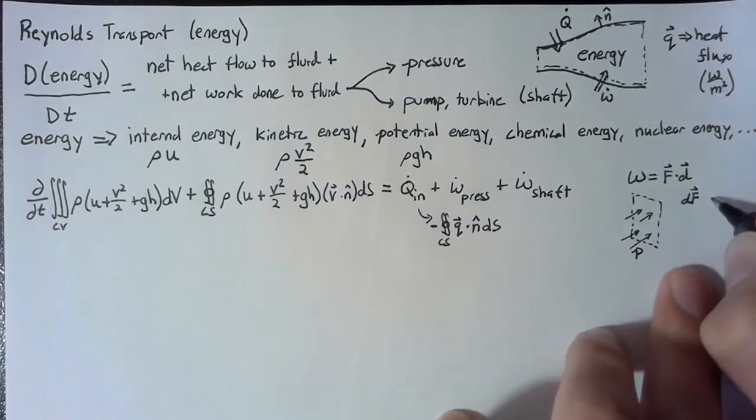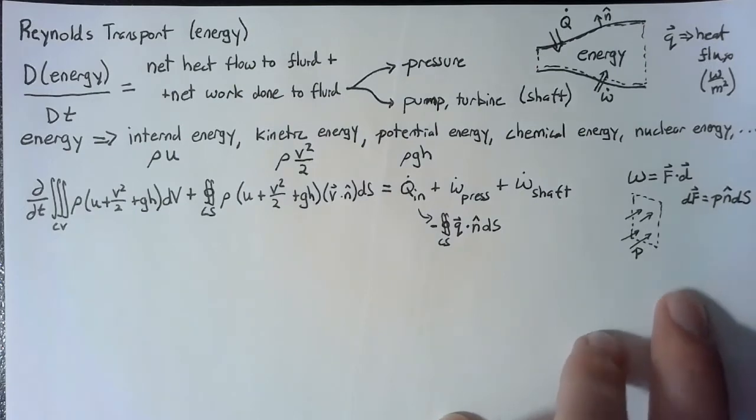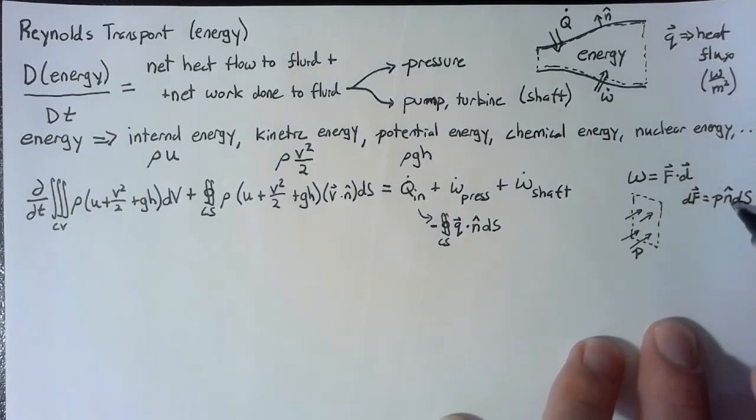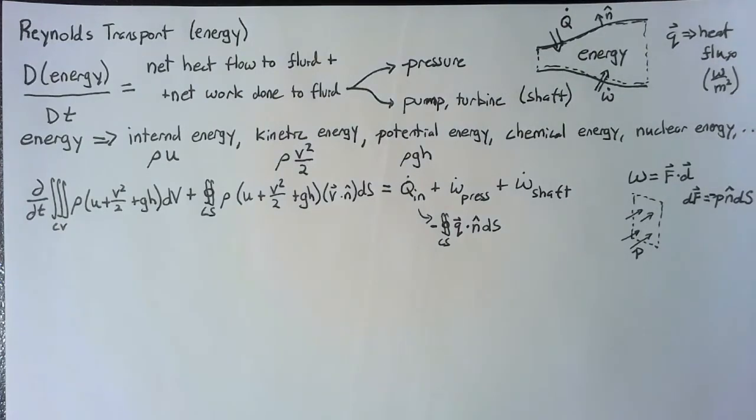So our dF is simply going to be our pressure multiplied by our normal direction to give us a direction, and that multiplied by our dS, our differential surface area. Now, this is actually pointing outward once again, so we need to have a negative sign here. Okay, so now what's our distance? What distance is our fluid moving?